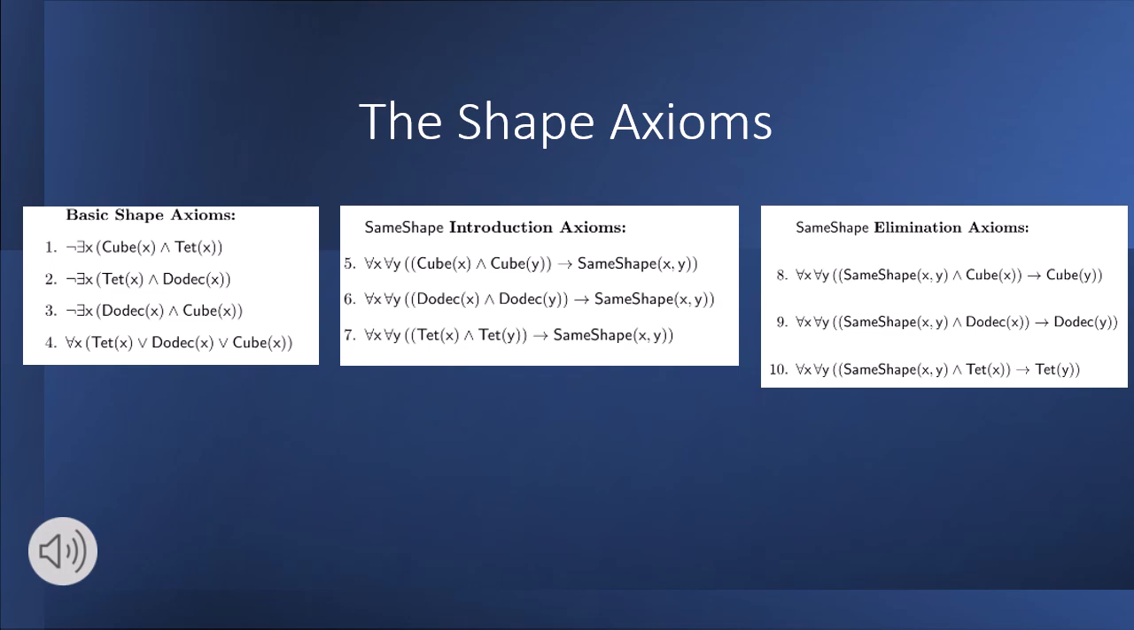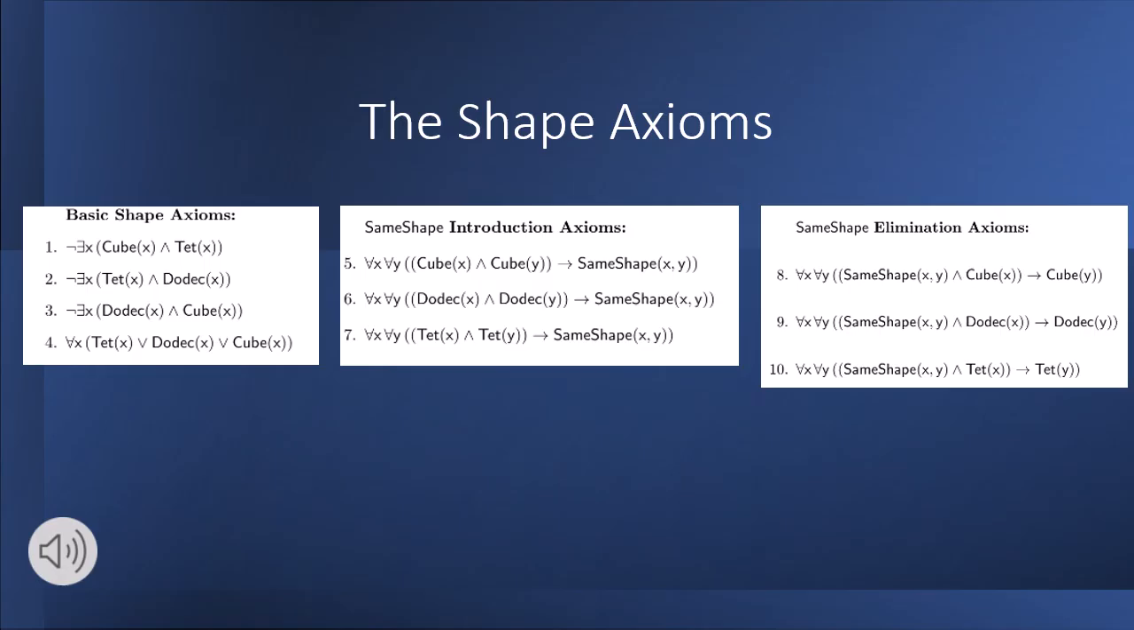So for 5, 6, and 7, they have basically the same format. If you have any two objects and they're both cubes, then you can conclude that they have the same shape. The same thing is true for any pair of dodecahedrons and any pair of tetrahedrons.